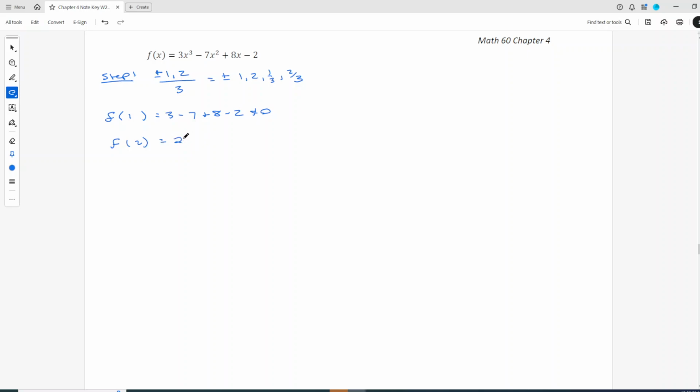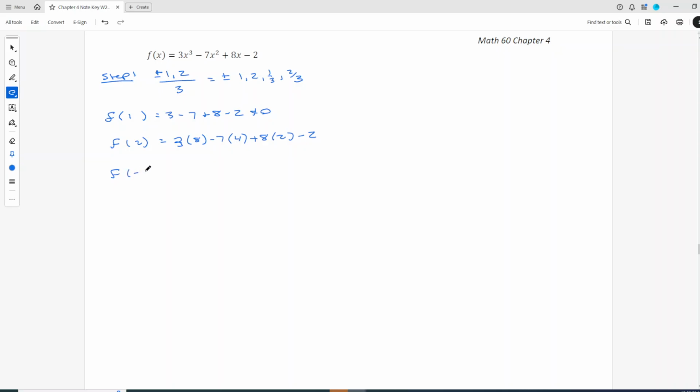So I'm going to have 3. Oops, that's not a 3, that's a 2. 3 times 2 cubed, which is 8, minus 7 times 2 squared, which is 4, plus 8 times 2 minus 2. I don't know. 24 minus 28 plus 16 minus 2. Oh, nope. Well, let's try -2.